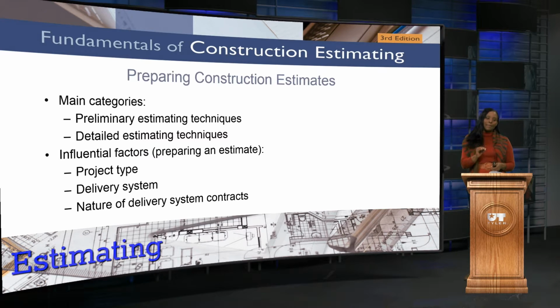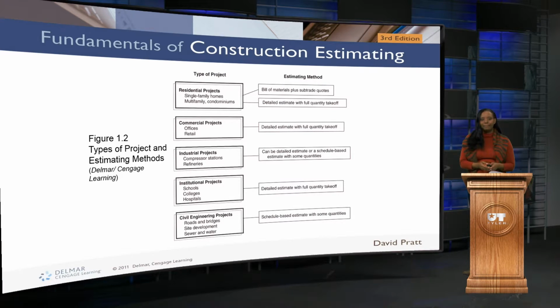Now, some of the really big things that are going to overall influence your estimate and preparing the estimate are going to be the project type, the delivery system, and the overall nature of the delivery system contract, okay? This right here is just a figure that breaks down all the different sectors. It starts with residential, commercial, and goes all the way down to civil engineering projects. And it's basically showing you what the various estimating methods are that are used for those different sectors, okay?